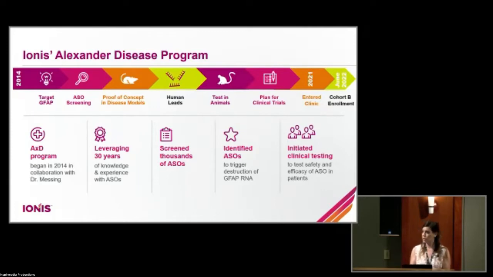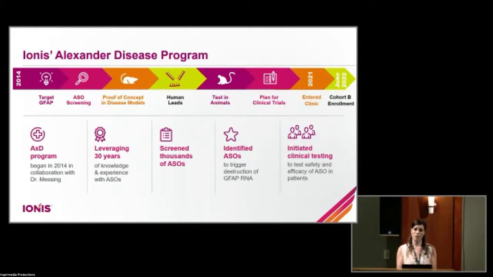So as I mentioned, the program itself started back in 2014 with a really wonderful collaboration with Dr. Albee Messing, who you just heard from. Now, he reached out to somebody at Ionis after he saw a presentation about ASOs and said he thought it could be helpful for Alexander disease. And so Dr. Messing had been working for a long time on the foundational research of Alexander disease to really understand the mechanism. And at this time, we collaborated, and Ionis brought its 30 years of experience developing ASOs to understand how to test them.